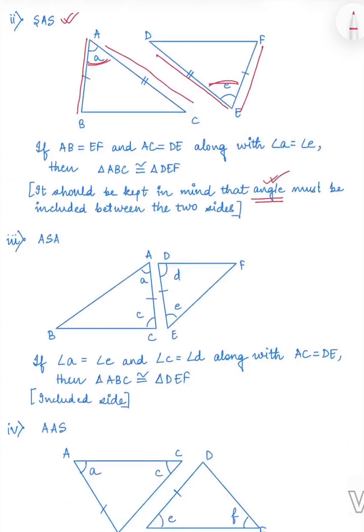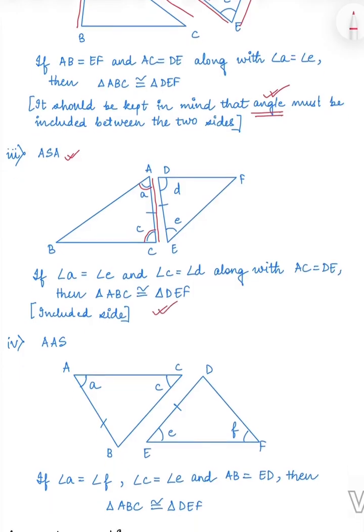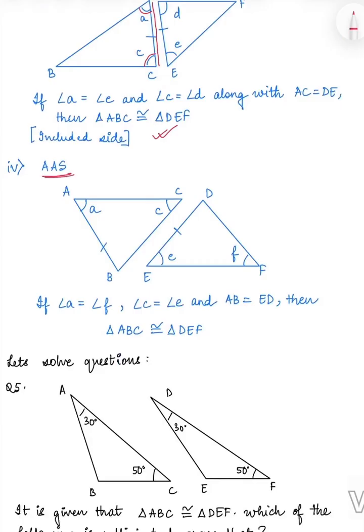The third is ASA. What is that? This is again one angle, one side and the other angle, and the side must be the one which is included between the 2 angles. So this also proves congruency. And the fourth is AAS. Any 2 angles and one particular side, if that is the same as in the second triangle, then it is sufficient to prove that the triangles are congruent.